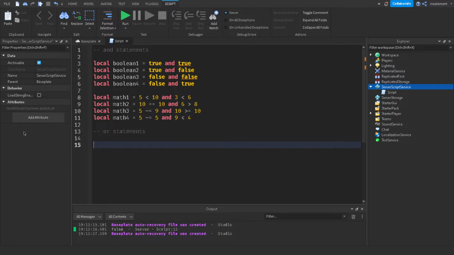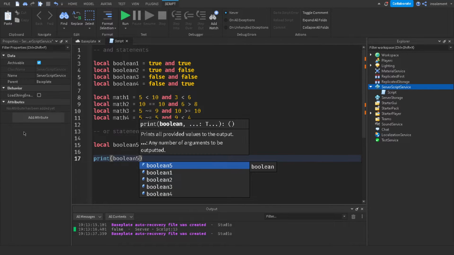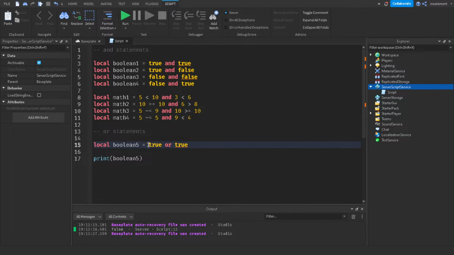OR statements are a little easier to work with because what's different about them is they only need one side to be true in order for the entire statement to be true. If I were to do boolean 5 equal true or true, since both sides are true, which would make the entire statement true.